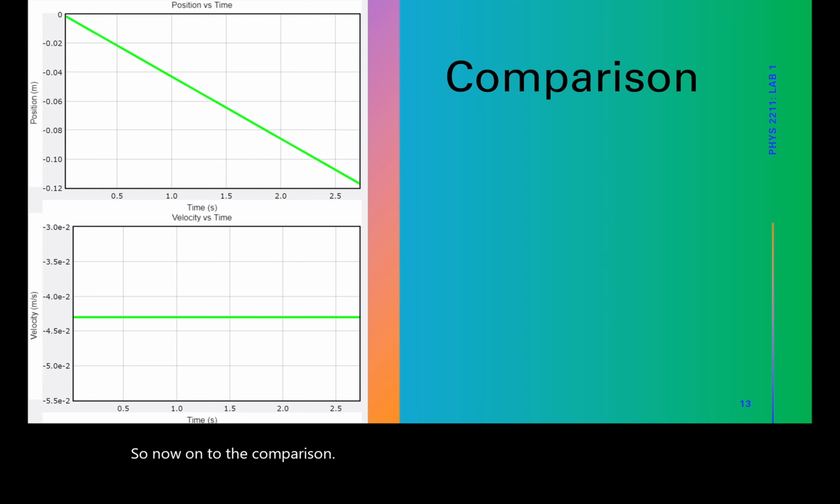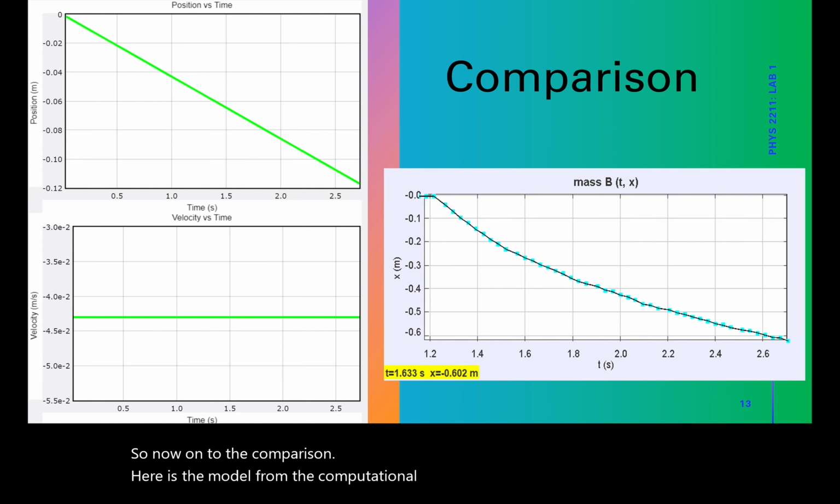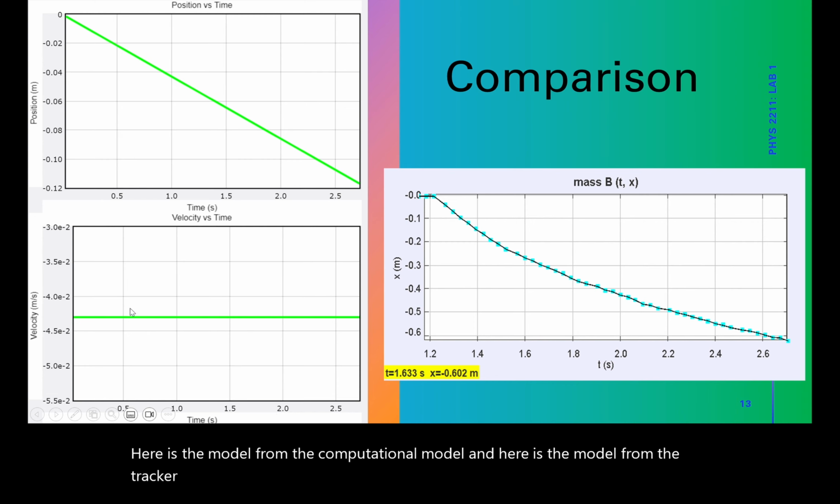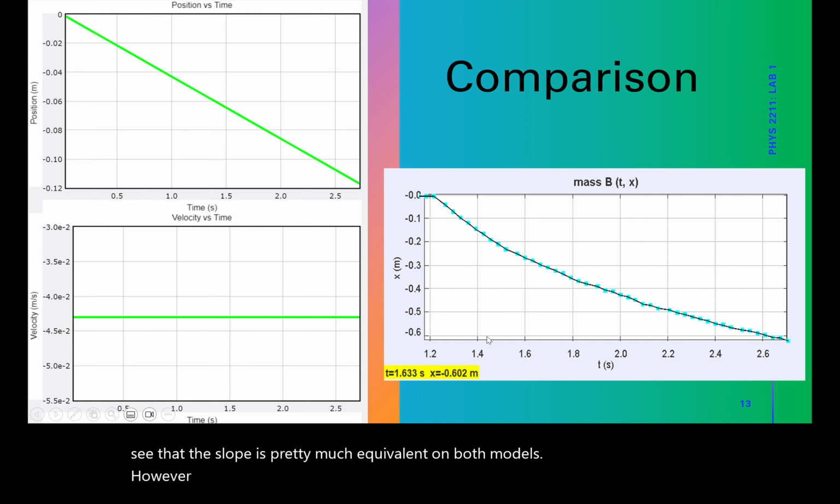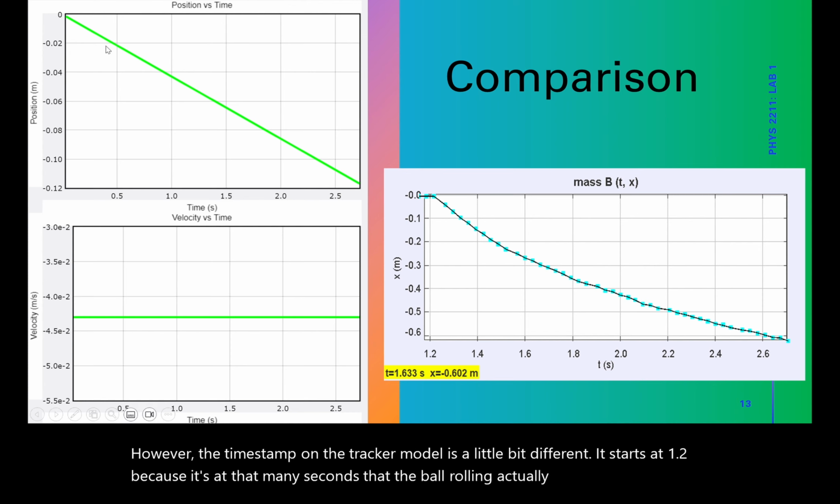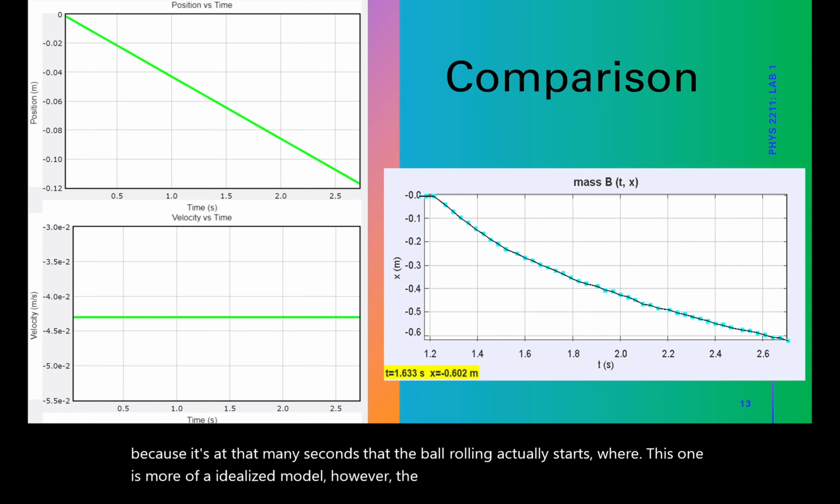Here's the model from the computational model, and here's the model from the Tracker app. So if you look at the two models, they are very similar. In fact, you can see that the slope is pretty much equivalent on both models. However, the timestamp on the Tracker model is a little bit different. It starts at 1.2 because it's at that many seconds that the ball rolling actually starts, whereas this one is more of an idealized model. However, the slopes of both is still the same.